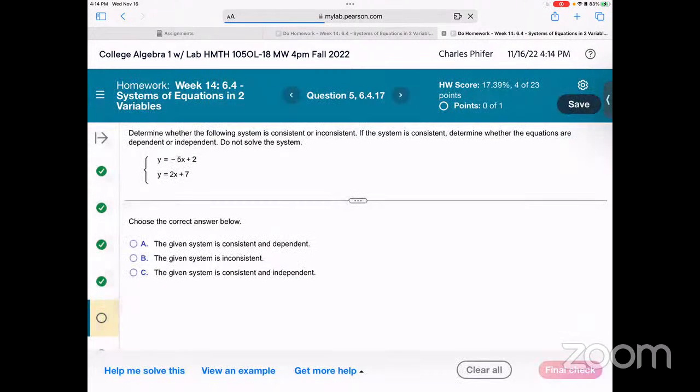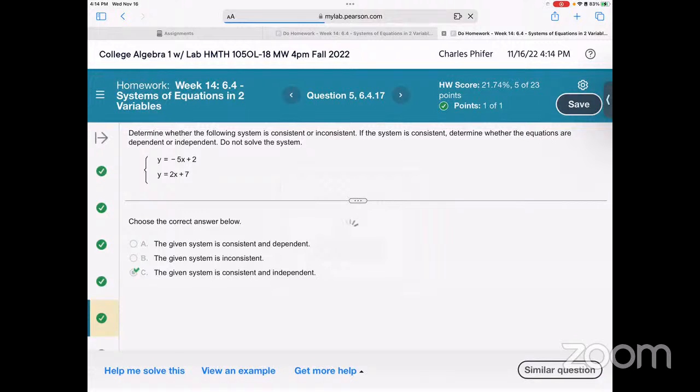Okay. Here we're asked to determine whether the following system is consistent or inconsistent. If the system is consistent, determine whether the equations are dependent or independent. In order for the system to be inconsistent, these lines would have to be parallel, which means they have the same slope. These lines are not parallel. In order for them to be dependent, one equation would have to be a multiple of the other. One equation is not a multiple of the other, so this system is consistent and the equations are independent.